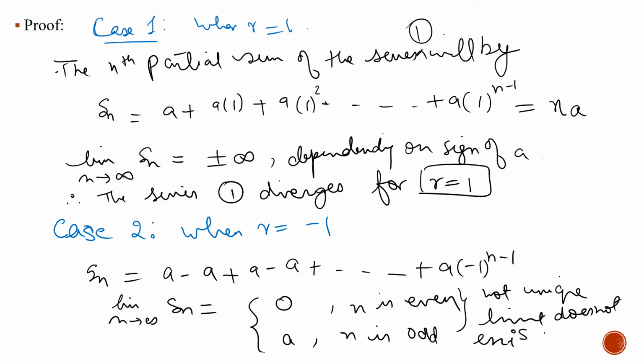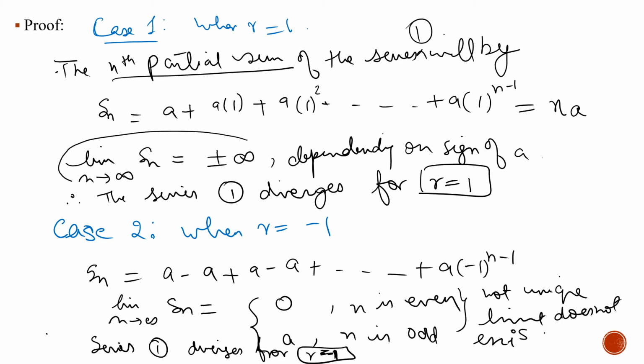So you can say that therefore the series 1 diverges for r is equal to minus 1 also. So clearly you can see that you found out the limit of the nth partial sum, and in this case, for r is equal to 1, it is coming out to be plus minus infinity. So the sum of the series is also divergent.